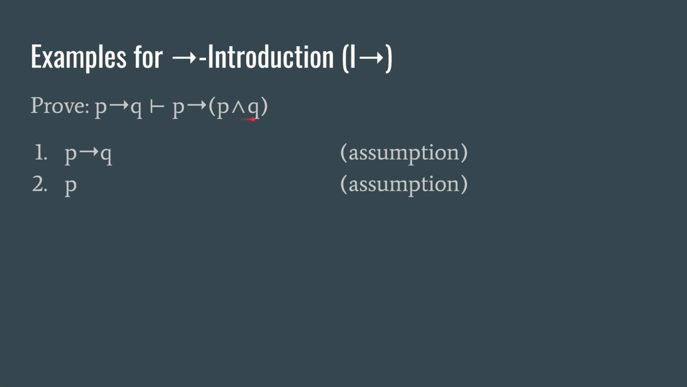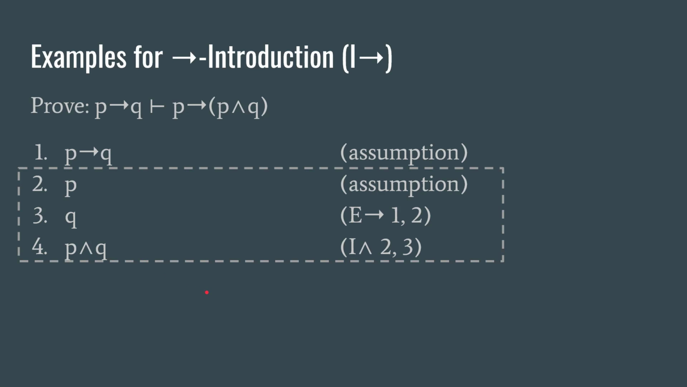Now we need to show that P and Q will follow from that assumption. So we go to work. Of course, we can't do anything with line 2 because it's just a standalone proposition. We can do something with line 1 here, though. We have P, so we can unlock Q using our arrow elimination on lines 1 and 2. Well, now that we have P and Q here, we can conjoin them with the conjunction introduction. We have P and Q.